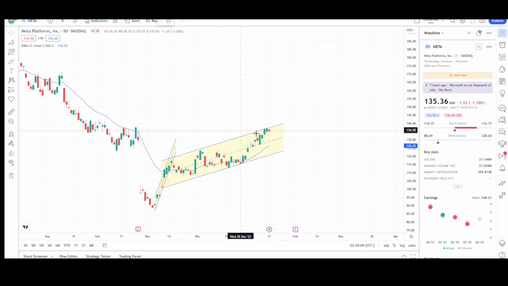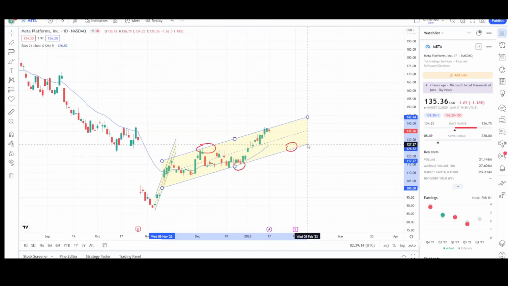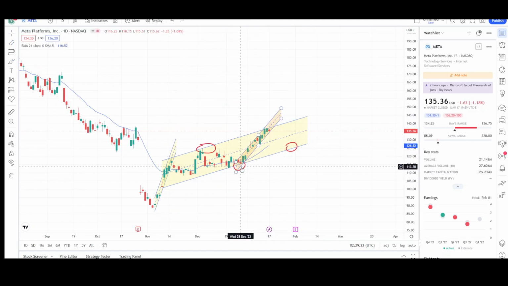Since we're just hovering and bumping against the top side like we did over here, prices will try to attempt to reach the opposite side, which is right over here. So I'm expecting a correction for Meta Platforms. The only thing that's probably stopping that is this micro uptrend channel right here. So there's a channel within the channel. This micro uptrend channel is holding prices up.